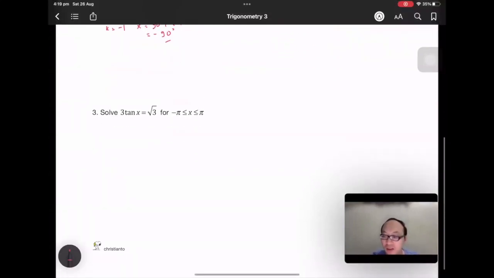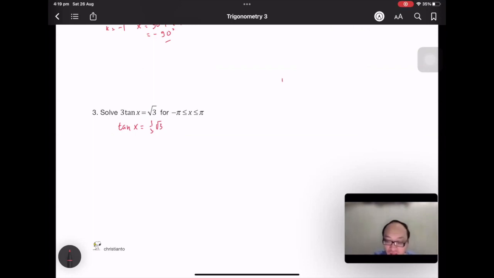So we have these three answers. Number 3, solve 3 tangent x equals √3 for -pi until pi. So we can simplify this: tangent x equals 1/3 √3.